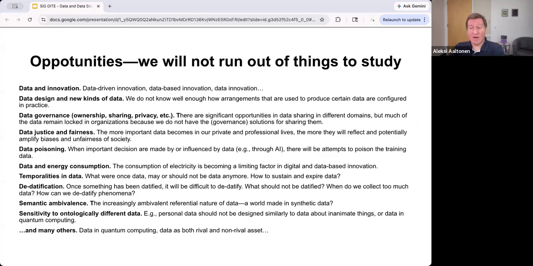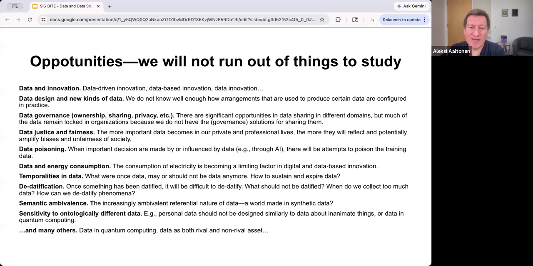So this is, I think, my last slide. Just to give you a brief idea, I'm not going to talk through all of these, but there are lots of interesting opportunities related to data. Of course, I don't say that every study needs to be about data or needs to have a data angle, but just to give you some connections.